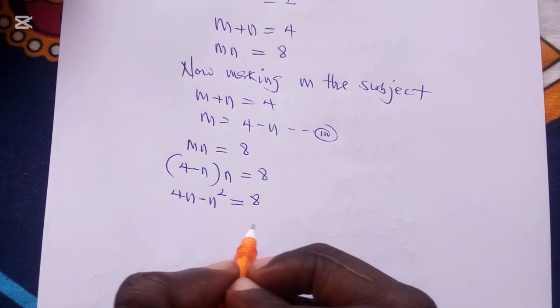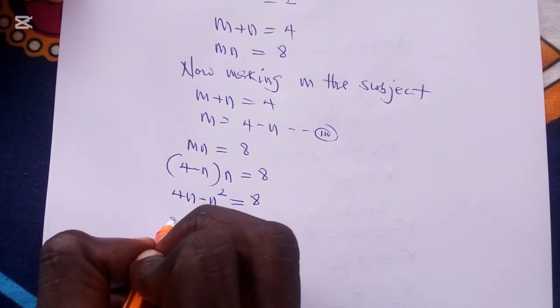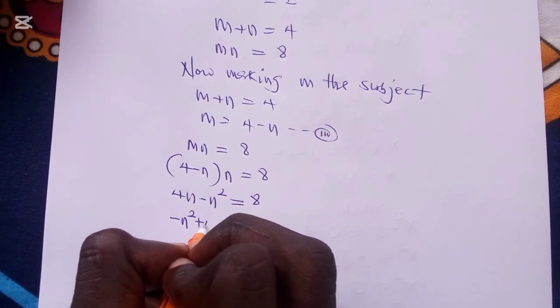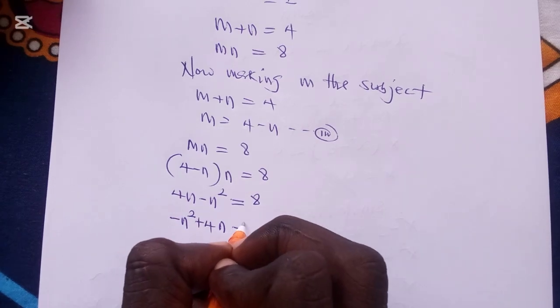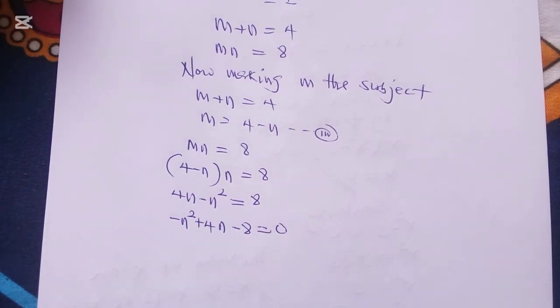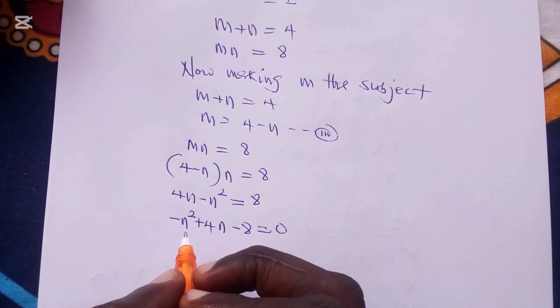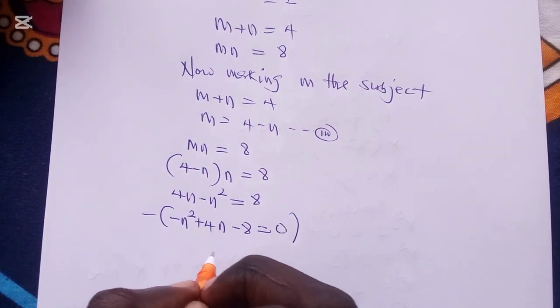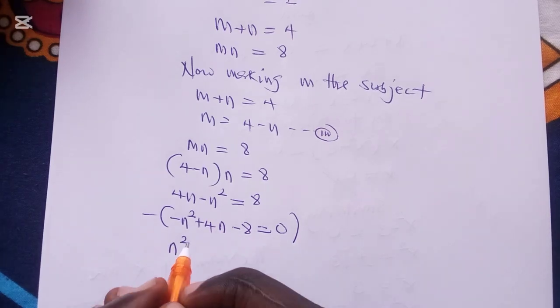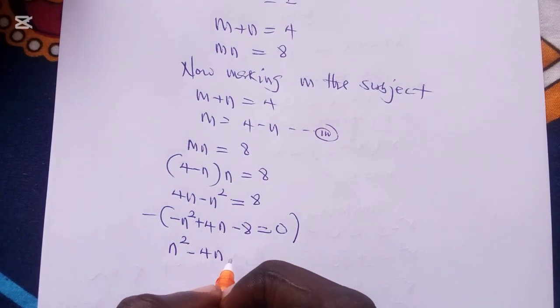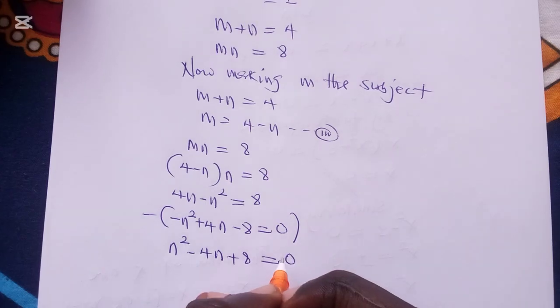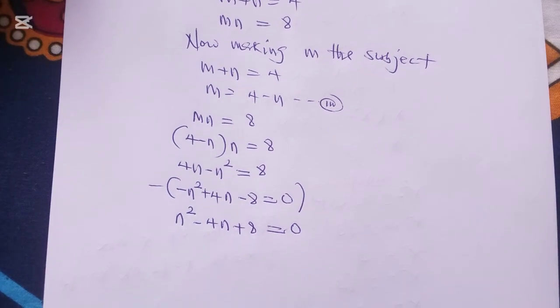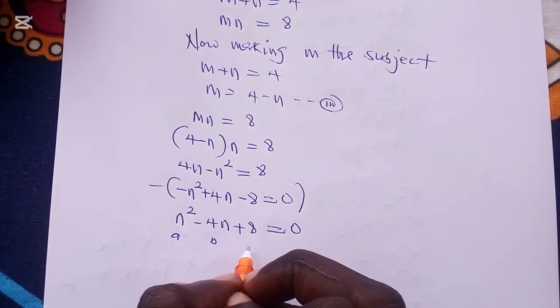Now to arrange this one, we have minus n square plus 4n. When we move minus 8, then everything becomes 0. Now to get rid of the negative sign in front of the n square, we multiply throughout by minus. Then if you do, this becomes n square minus 4n plus 8, then everything equals 0. Then the next step, we use the formula method. We know this is a, this is b, and this is c.